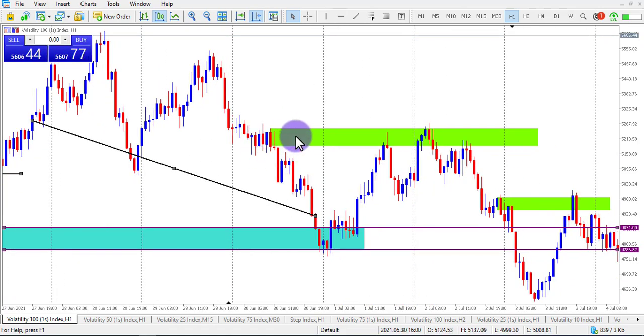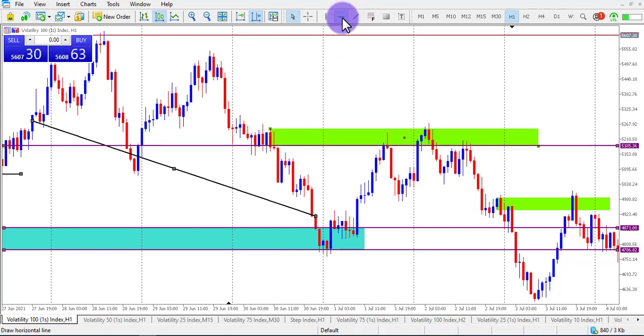Okay, let's look at this example. So this is the order block. Let's use those lines to mark the order block.